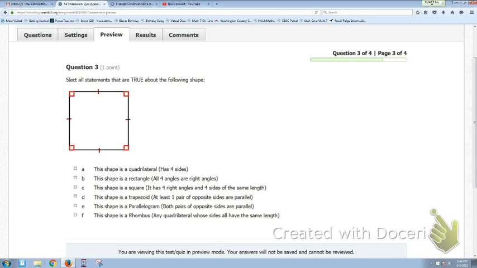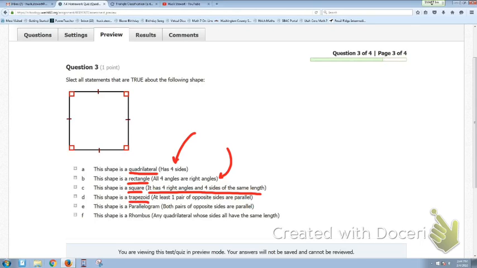Which is true about these? We'll just refer to each one. Is this a quadrilateral? Yes or no? The definition of a quadrilateral is that it has four sides. So does this shape have four sides? Question number 2, is this a rectangle? The definition of a rectangle is that all four angles are right angles. So are all four angles right angles? I think the answer to that question is also, well, I'll let you decide. Is this a square? Meaning, does it have four right angles and four sides of the same exact length?